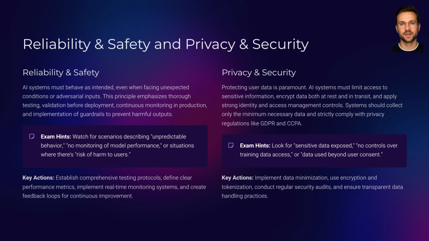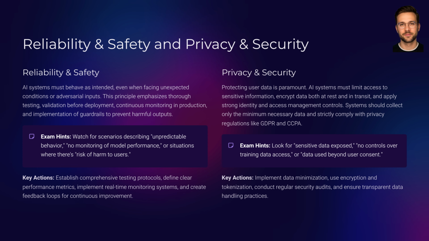Principle 3, Privacy and Security. Privacy and security mean that AI systems must protect user data and be resilient to attacks and misuse. Key ideas include collecting only the minimum data necessary, using encryption and secure storage, controlling access with identity and access management, complying with privacy regulations and internal policies.